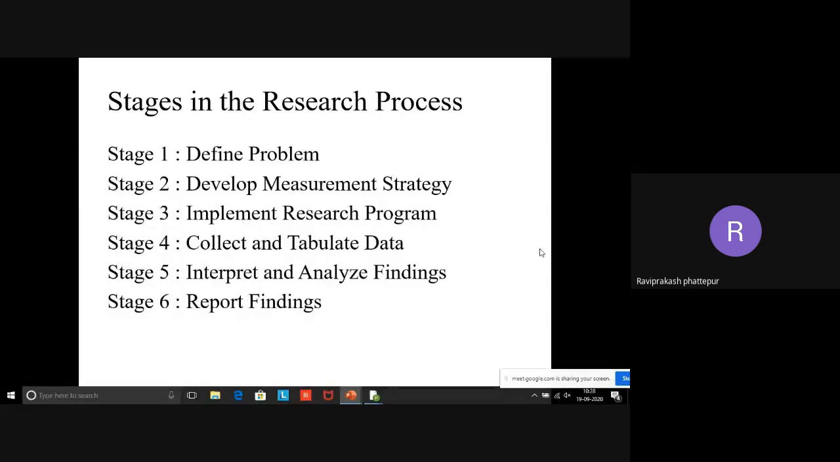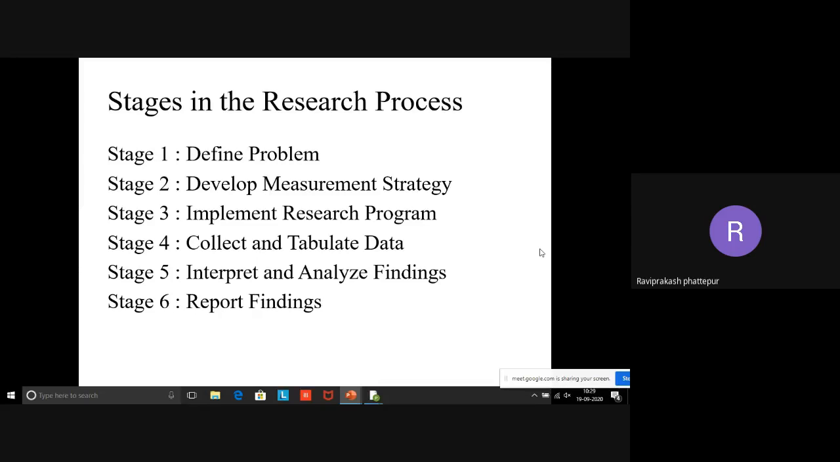So it depends on what resources I'm using, how big the company is, how well trained the employees are who are doing the research, and many other reasons. But you need to have a measurement strategy for how to go about this particular research. Next, after developing the measurement strategy, we move to implement the research program. So whatever was thought theoretically, now we are implementing it in the market. Then next will be collect and tabulate data.